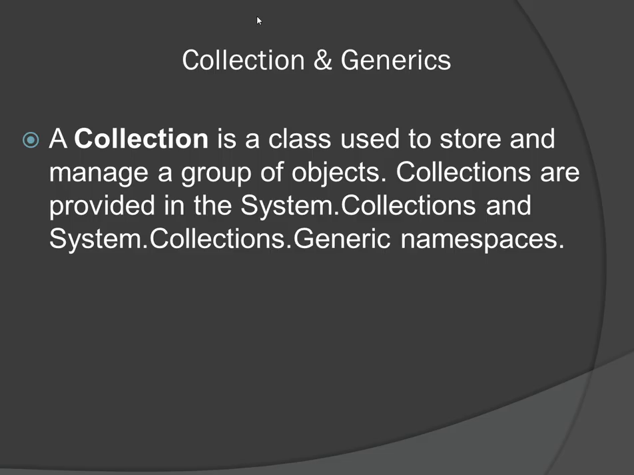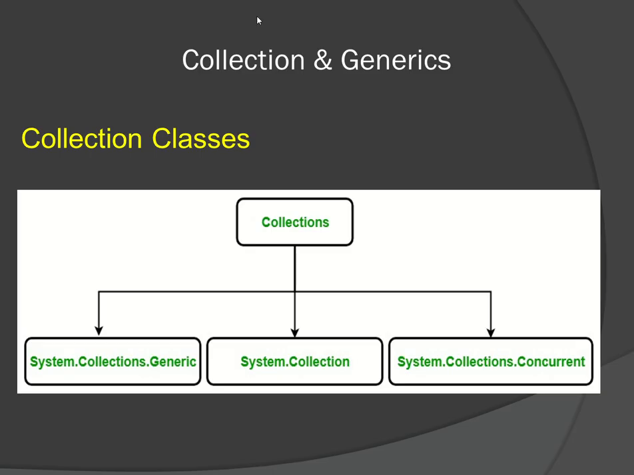Normally in C#, there are different kinds of namespaces present for collection, which I have represented in this slide. There are three types of collection namespaces. The first namespace is System.Collections.Generic. Second is System.Collections. Third is System.Collections.Concurrent.